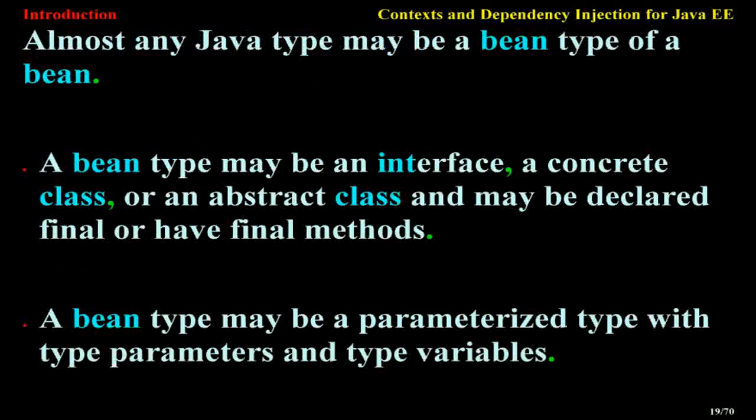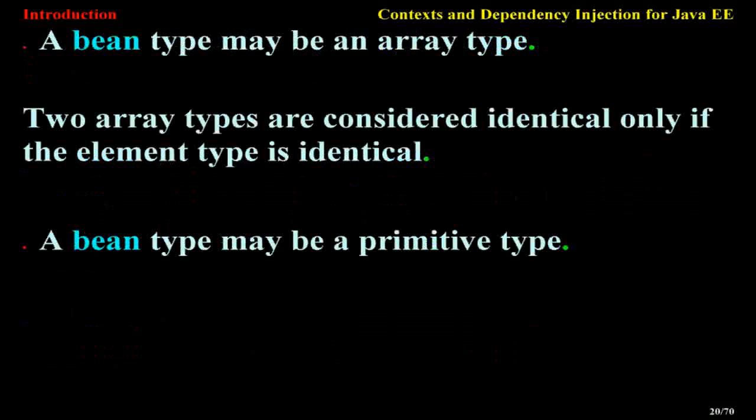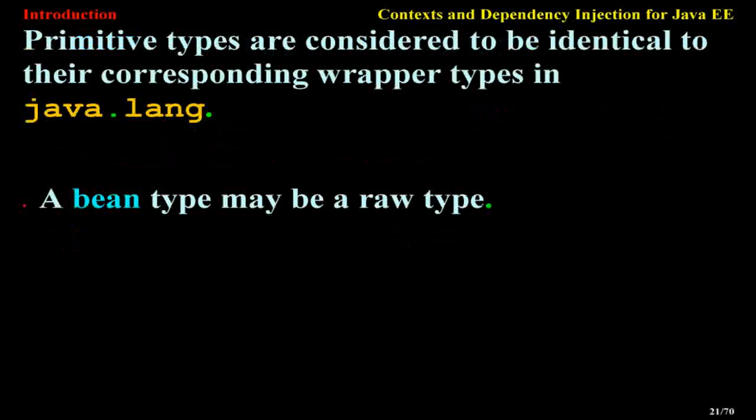A bean type may be an interface, a concrete class, or an abstract class, and may be declared final or have final methods. A bean type may be a parameterized type with type parameters and type variables. A bean type may be an array type. Two array types are considered identical only if the element type is identical. A bean type may be a primitive type. Primitive types are considered to be identical to their corresponding wrapper types in java.lang. A bean type may be a raw type.